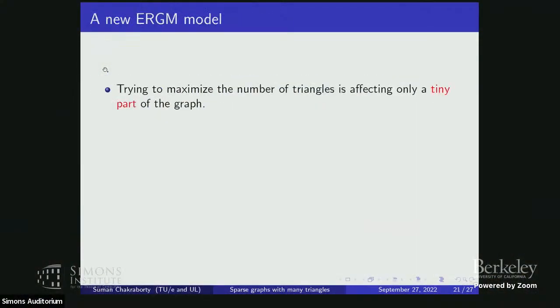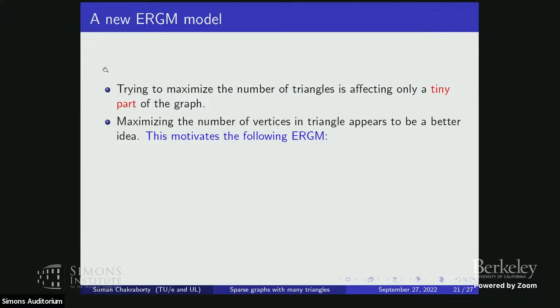Okay. So now, as we started discussing, we'll come up with some sort of exponential random graph model. Trying to maximize the number of triangles is affecting only a tiny part of the graph. So we saw that it's ineffective, although it was a long-standing open problem, it's not solving the real problem. And maximizing the number of vertices in triangles appears to be a better idea, although it may not be a realistic one, but in terms of a model, it can give us something. So this motivates the following ERGM.